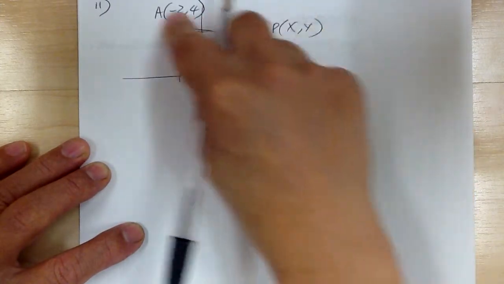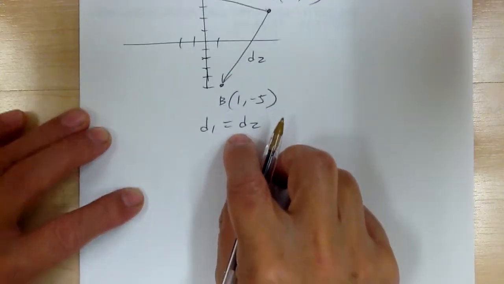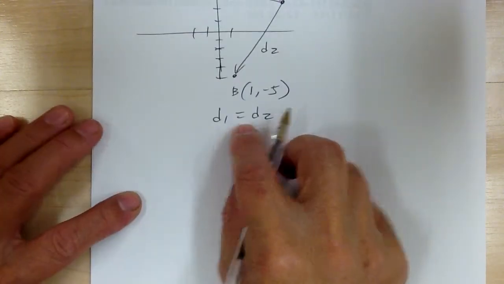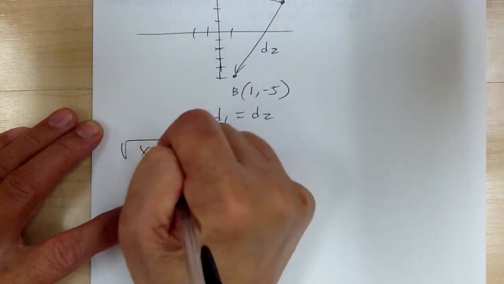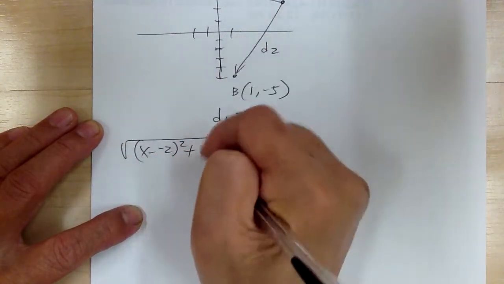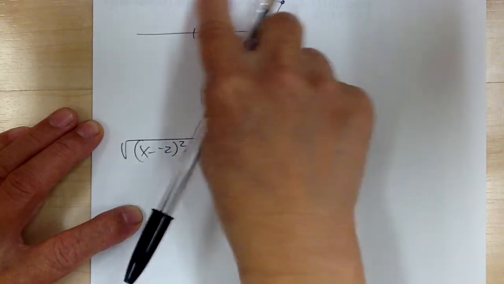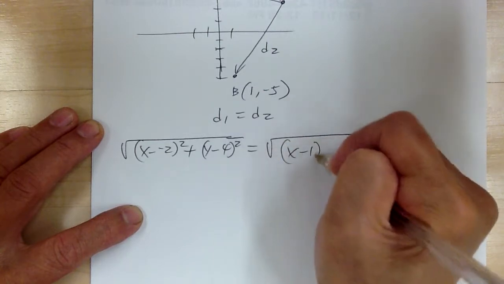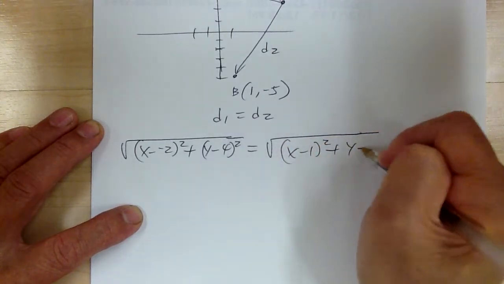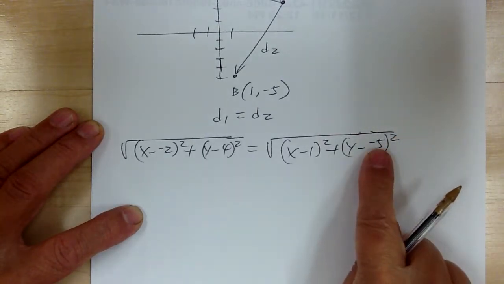Again, this point is going to be equal distance. That means D1 equal to D2. That's what equidistant means. Then you apply the distance formula. So D1 is going to be the square root of x minus negative 2 squared plus y minus 4 squared. D2 is going to be the square root of x minus 1 squared plus y minus negative 5 squared. So watch the negatives.